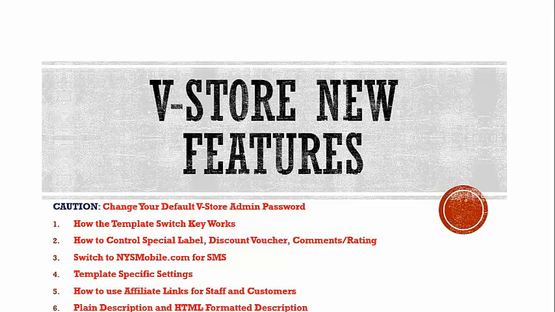So the affiliate link system will look at it also. Then, when registering products, the ability to register the product description either in plain text or using the HTML formatted description option. So we'll look at these 6 things within the next 43 minutes. Let's go straight to the first one, which is how the template switch key works.